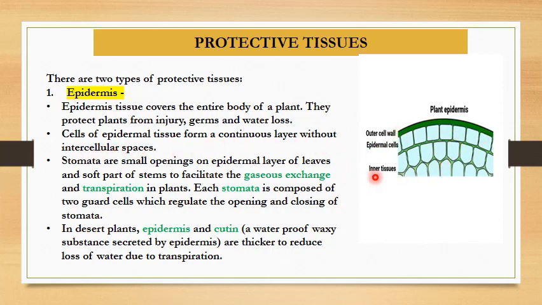Stomata are small openings on the epidermal layer of leaves and soft parts of the stem to facilitate gaseous exchange and transpiration in plants. Each stoma is composed of two guard cells, which regulate the opening and closing of the stoma. In desert plants, the epidermis and cutin, a waterproof waxy substance secreted by the epidermis, are thicker to reduce loss of water due to transpiration.